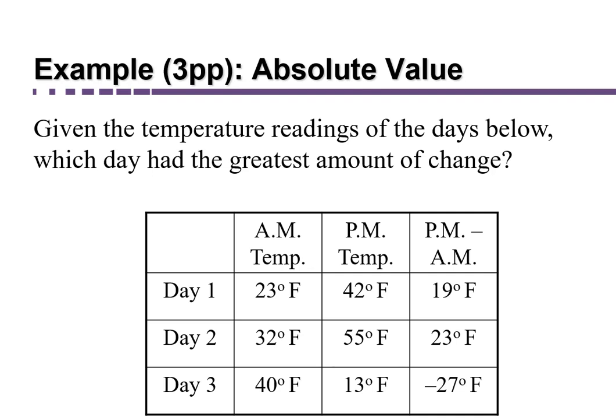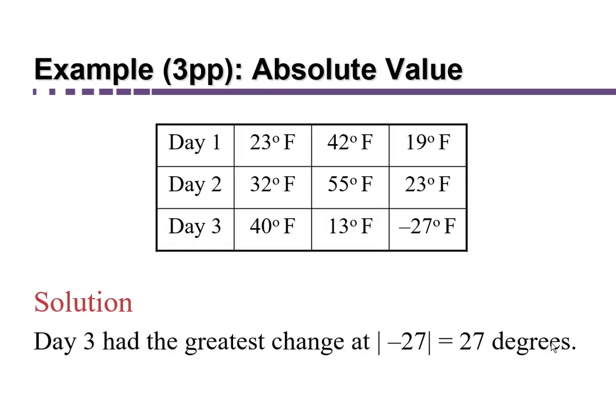And here we're looking, in a sense, at their absolute value. How much change was there? So the greatest was the negative 27, even though it's given as a negative. And we think of it in this term. Now, for something like this, you don't have to write the chart down. You just want to write the answer and maybe a little bit of what was going on. So here's the solution maybe. Day 3 had the greatest change at the absolute value of negative 27, which was then 27 degrees.